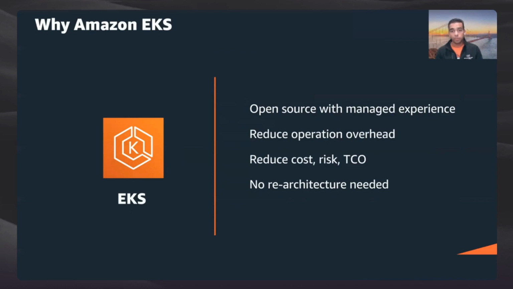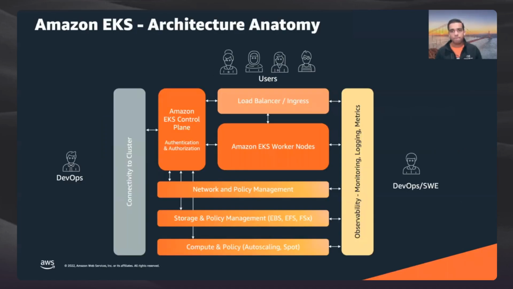Similar to HSBC, EKS customers are able to reduce the operational overhead, reduce cost, and de-risk their application deployments by leveraging the global scale and reliability of AWS infrastructure. More importantly, for customers migrating off of self-managed Kubernetes, the applications don't need to be re-architected. EKS is fully upstream Kubernetes, so if it works on Kubernetes, it will work on EKS.